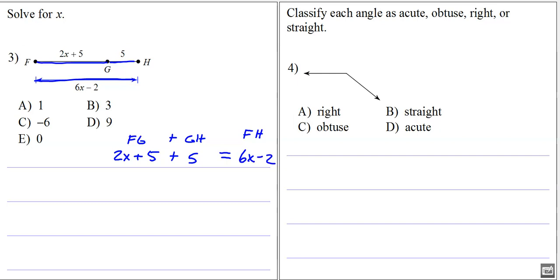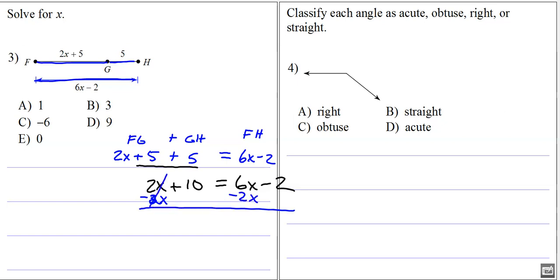All right, so we add these up. Left-hand side, I got some cleanup to do. I can add 5 plus 5, so I'm going to just call this 2x plus 10 equals 6x minus 2. And now there's multiple ways to start this. I always attack the smaller variables first, so I'm going to minus that 2x from both sides, which is going to leave me 10 equals 4x, take away 2.